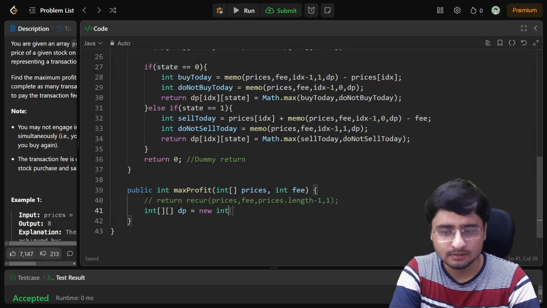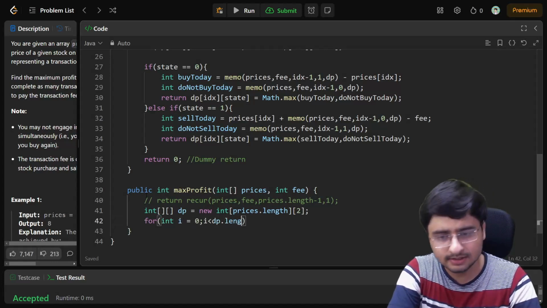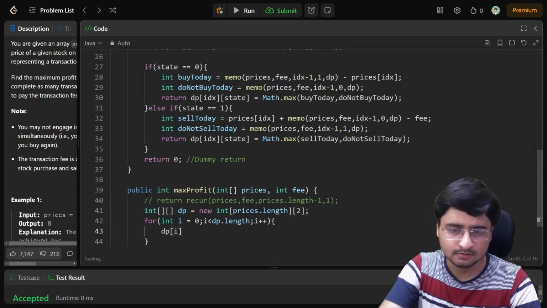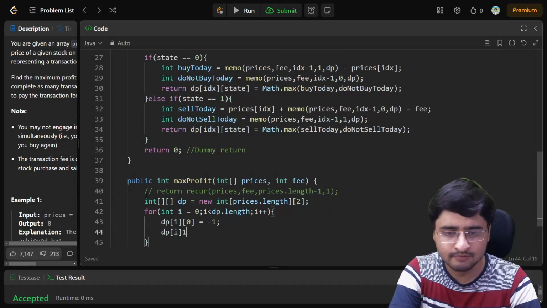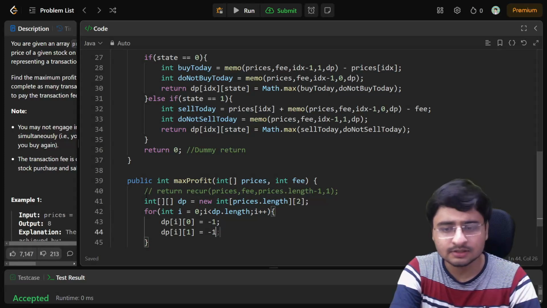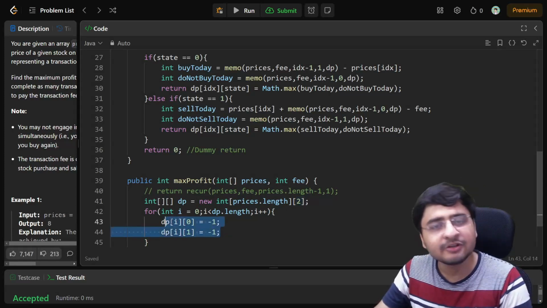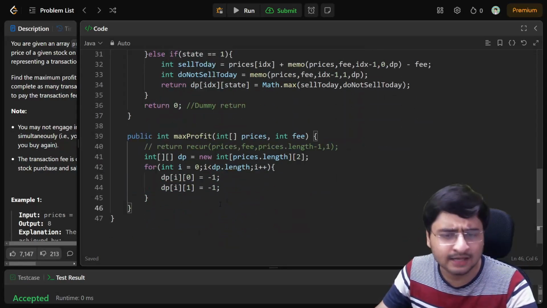New int of prices.length, and the number of states is 2 only. So for int i = 0, i < dp.length, i++, dp[i][0] = -1, dp[i][1] = -1. Since the internal arrays are only of length 2, I'm initializing everything with -1s. Minus 1 means that we have not visited that state. I hope that is clear by now.